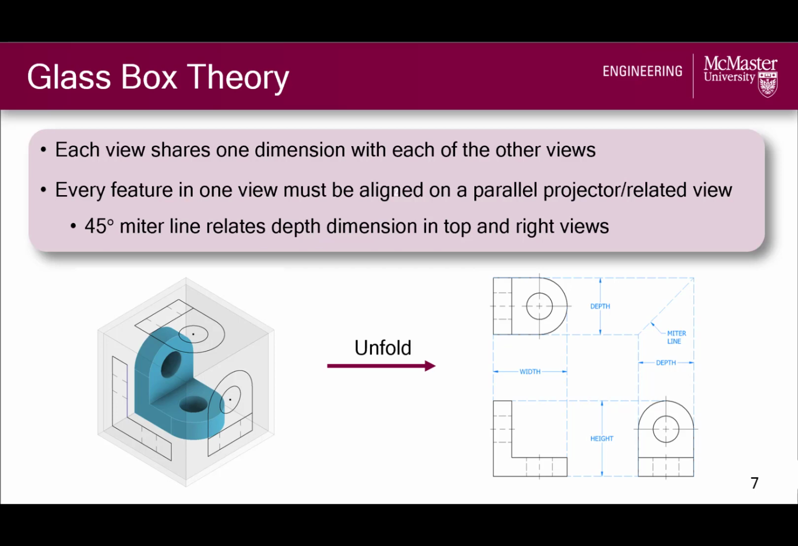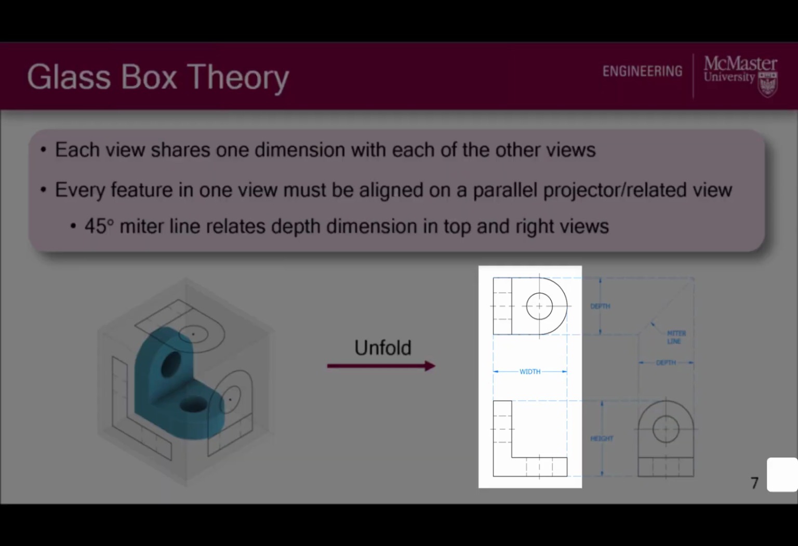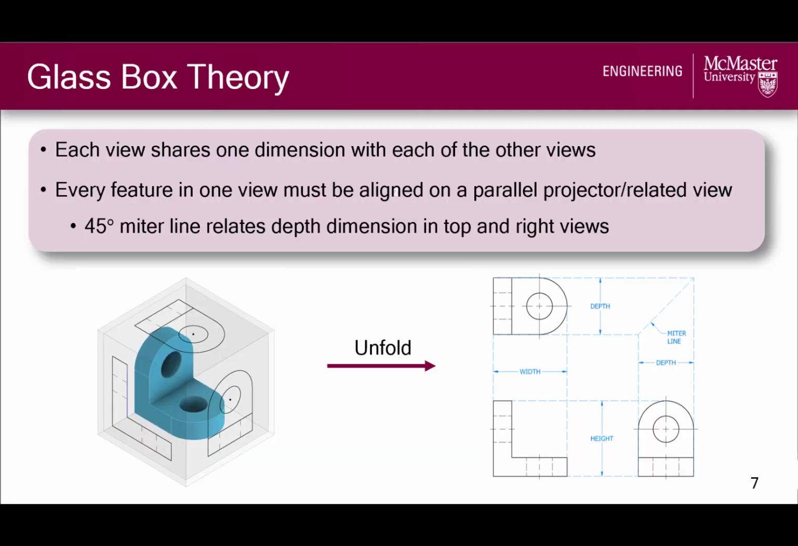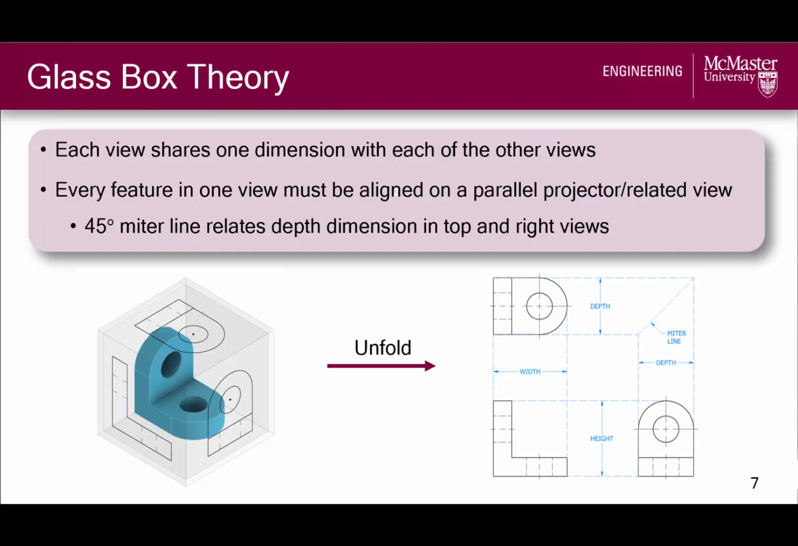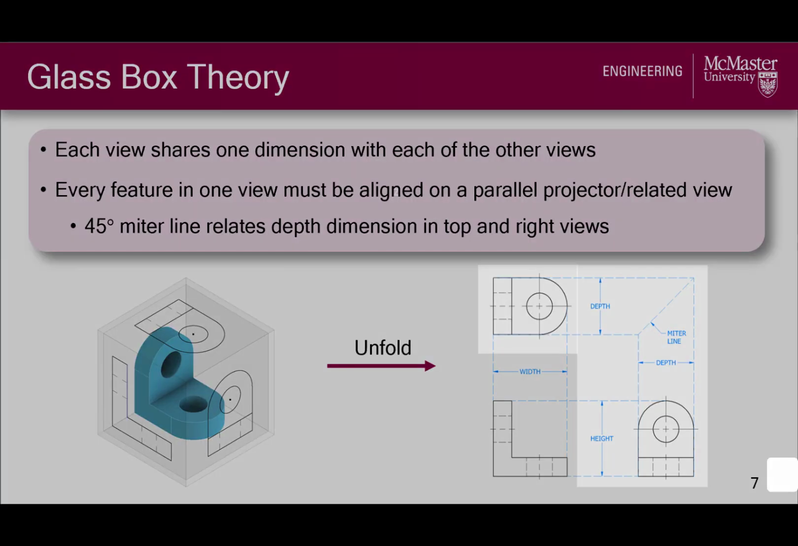Usually, these 3 views are sufficient to completely define a part's geometry, with each view aligned and sharing one dimension with each of the other views. This is shown in the example on the slide through the help of construction lines that connect each of the views together. For instance, the top and front views are aligned vertically and they share the width dimension. The front and right views are aligned horizontally and they share the height dimension. And while the top and right views are not directly aligned, they do share the depth dimension, which can be seen by projecting sight lines through a 45-degree miter line.